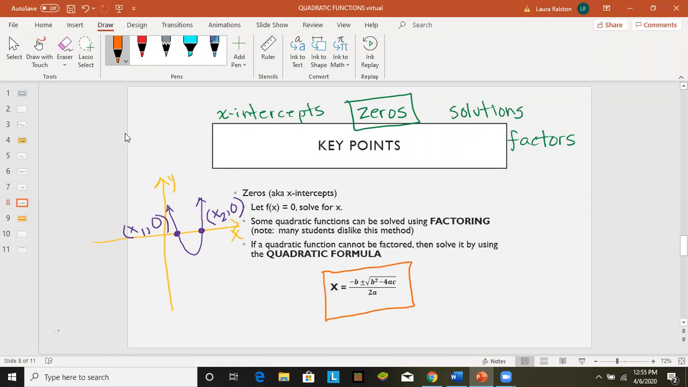And there are memory devices to help you remember it. In fact, there's a little song that you might have learned in high school, or perhaps not, that goes like this.